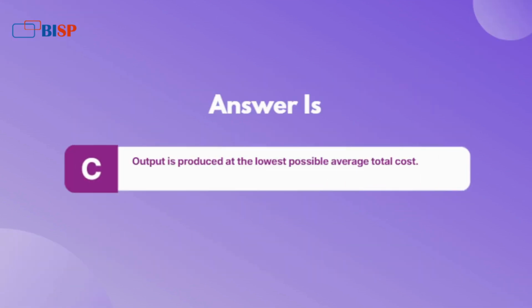Answer is C. Output is produced at the lowest possible average total cost.